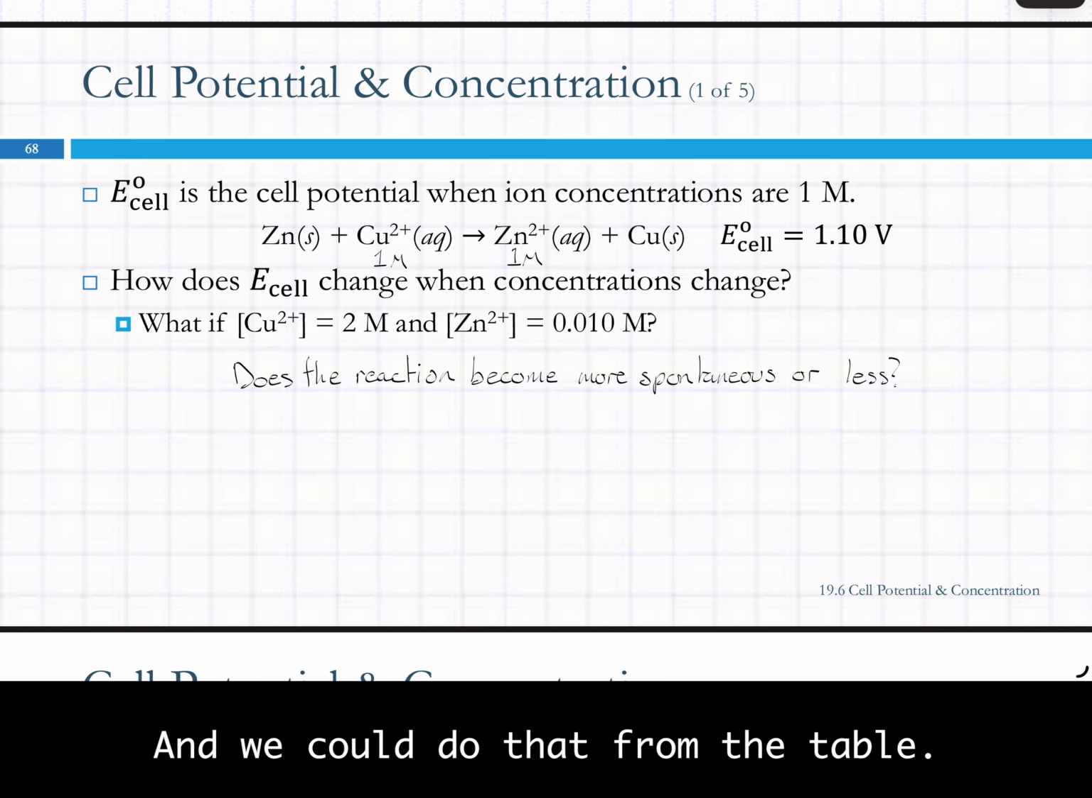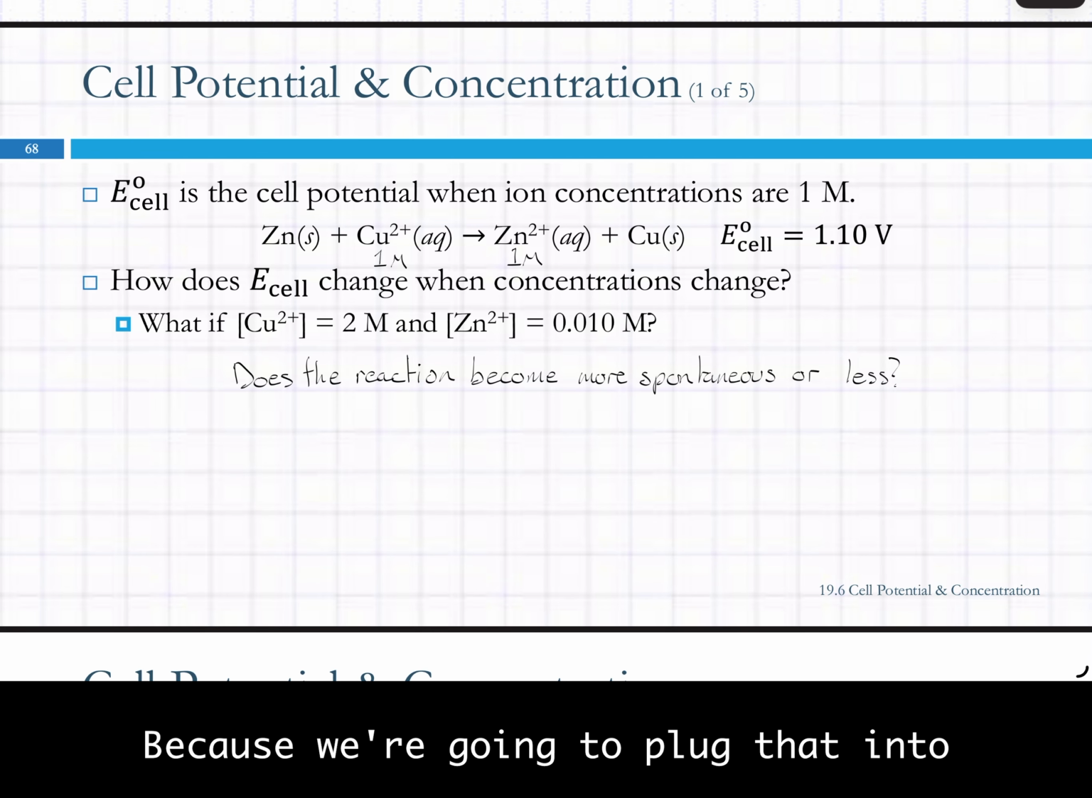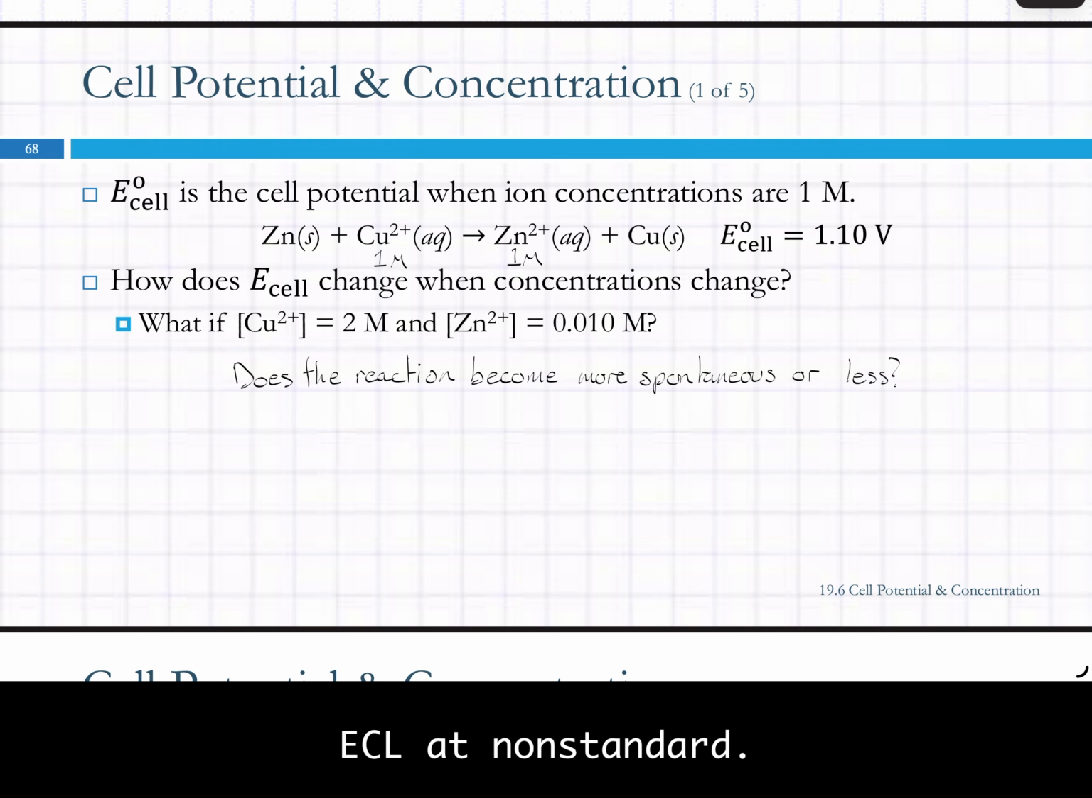And we could do that from the table. And it's going to be cathode minus anode. So 1.00 volts minus negative 0.23 to give me 1.23. Because we're going to plug that into E cell at non-standard. Make that volts. Minus 0.0592 over how many electrons transferred?